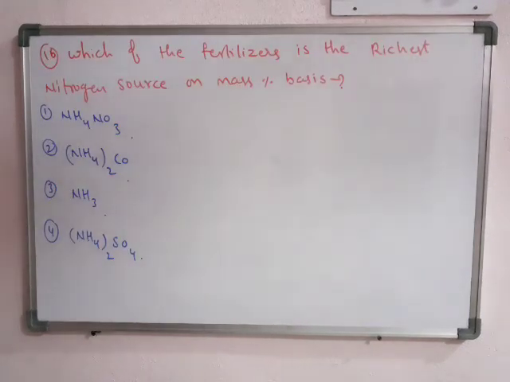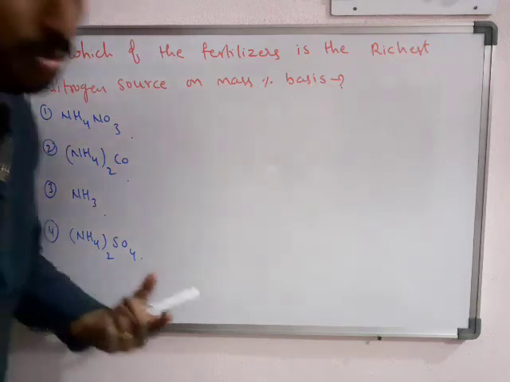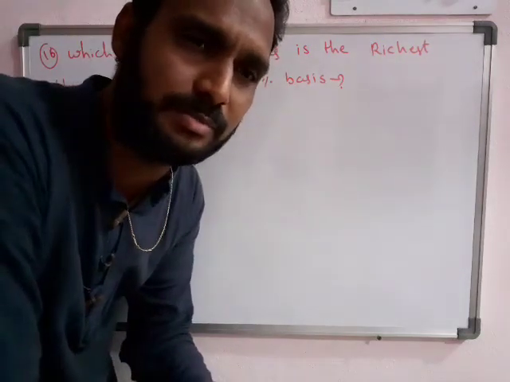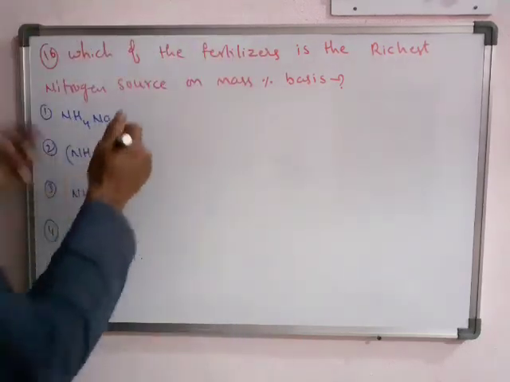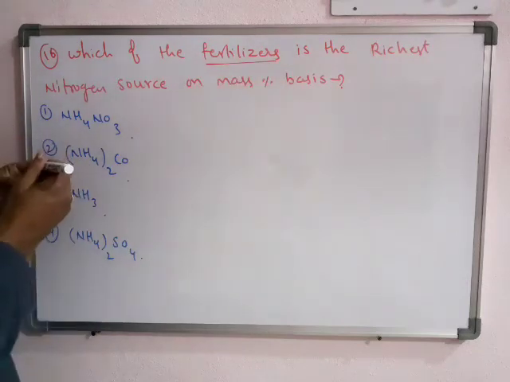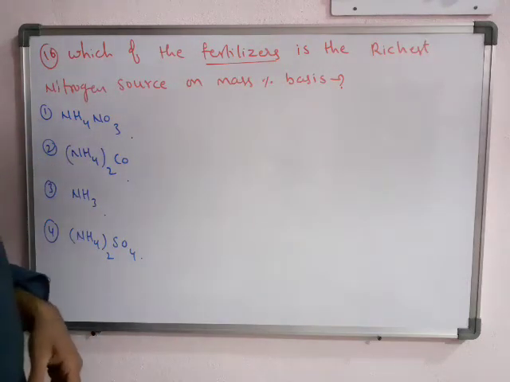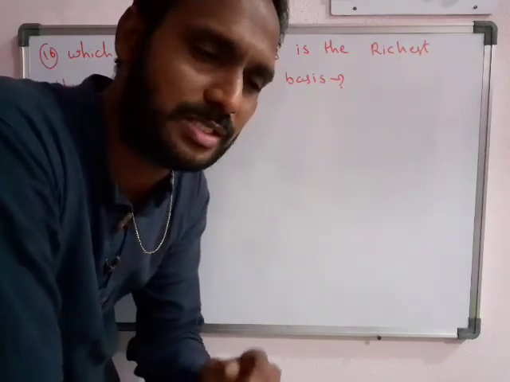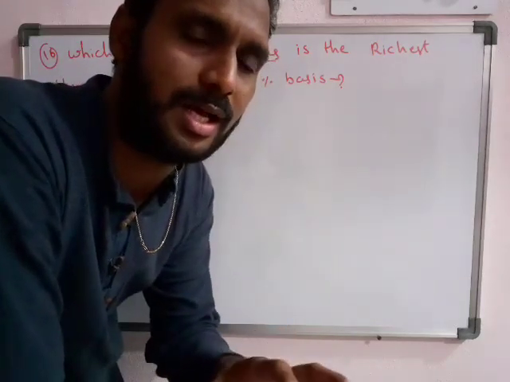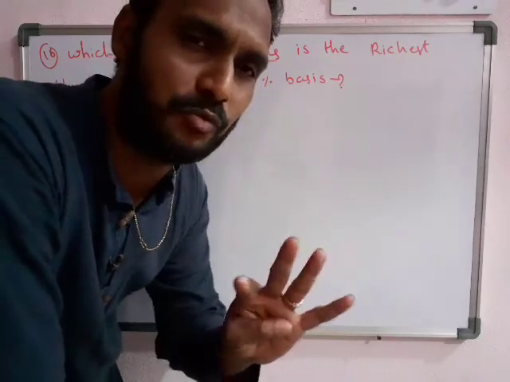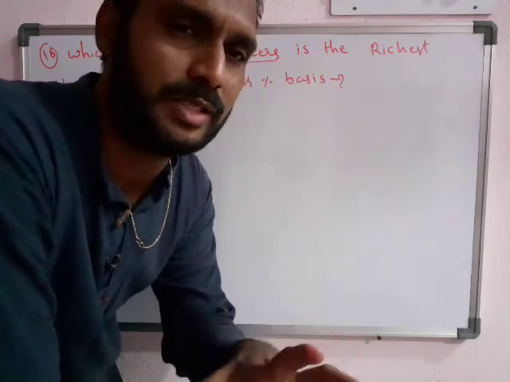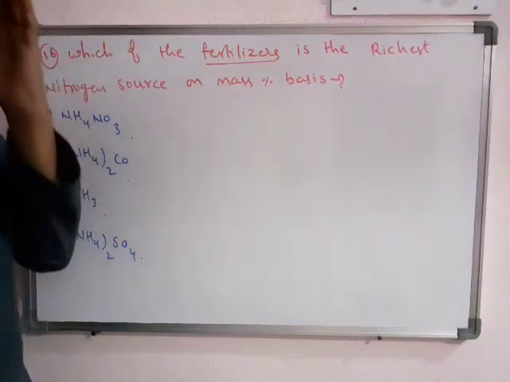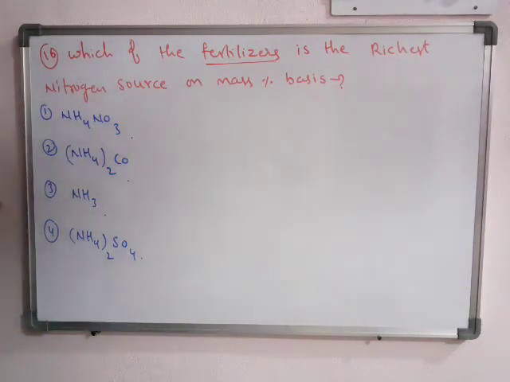Let's see question number 16. It's a very simple problem, the only simple one in this worksheet. Which of the fertilizers is the richest nitrogen source? Generally, nitrogen is a major component in all types of fertilizers. We are given four types of fertilizers, and we have to find in which the percentage of nitrogen by mass is highest. So we calculate it one by one.